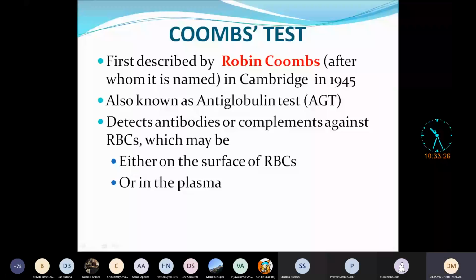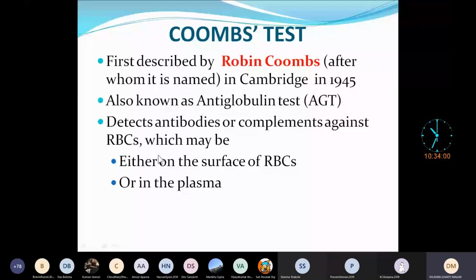This slide once I want to repeat. It was first described by Robin Coombs in 1945. To honor him, this name was given as the Coombs test, and it is also known as the antiglobulin test, AGT. This Coombs test is done to detect the antibodies and the complements against the RBCs. These antibodies may be on the surface of the RBC or in the plasma.